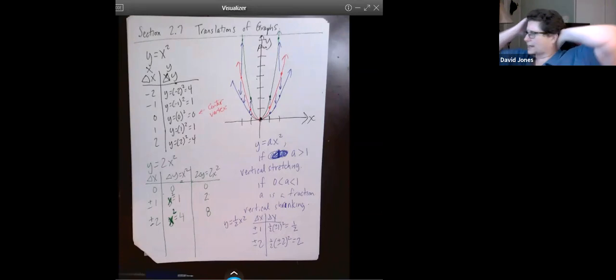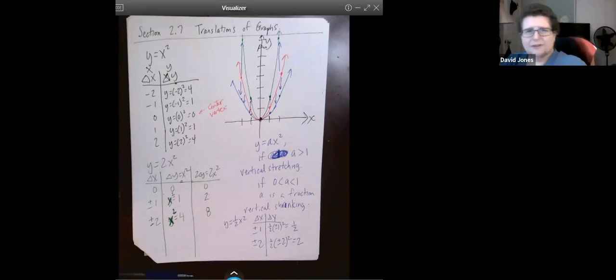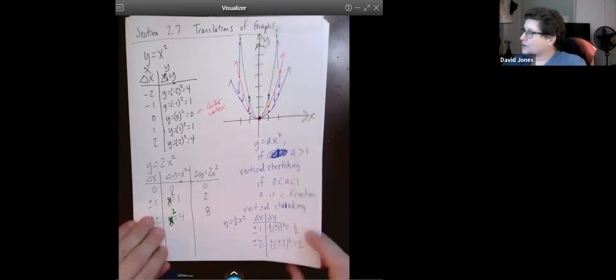That's the general idea of what we're going to be doing in this chapter. We're going to be putting values in front of x squared on different graphs, seeing what happens with them, what happens when they're negative, and then what happens to the equations when the graph is shifted to a different location.